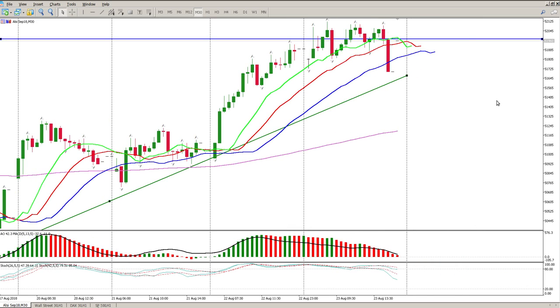Okay, so we've had the divergences. You can see the 30 minutes, we had divergences on the 30 minute. We had the awesome oscillator moving to the downside, indicating that this move could potentially be coming to a close. And we have sold off here.